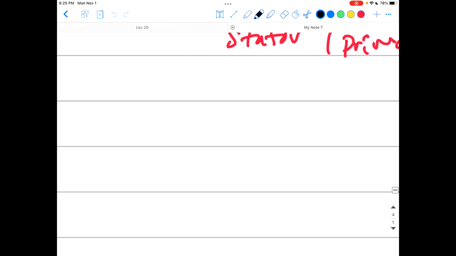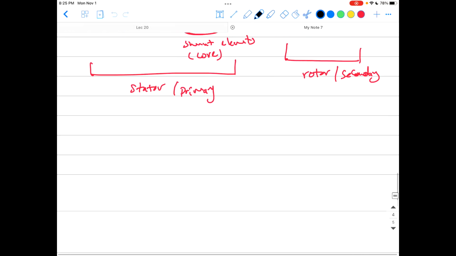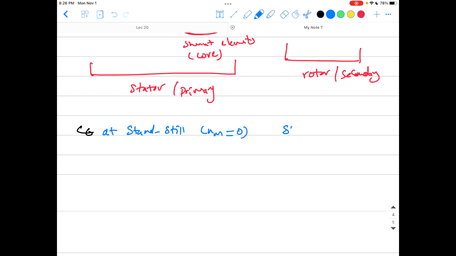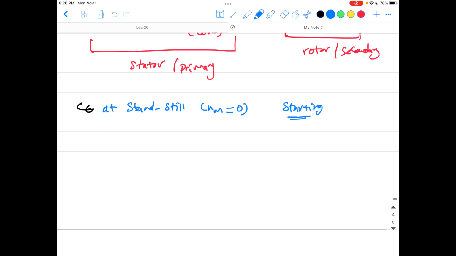Any kind of machine, guys, will have two states to represent. So I'm going to start by talking about this machine at standstill. Standstill means no speed. The mechanical speed equals 0, which is also the same as the starting condition. The machine is still at starting, which means it didn't move.